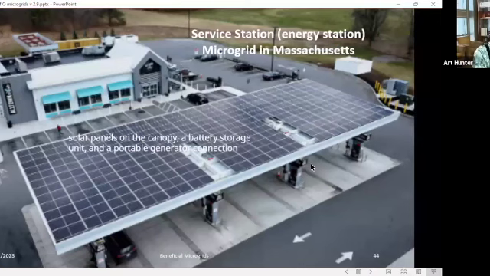And in Massachusetts, this is an actual photograph of a service station or an energy station where there's a solar panel canopy and charging stations beneath, of course. And over here on the right, they've got a fairly large battery, and of course you can go in here and have breakfast or lunch and spend some money in the shops.